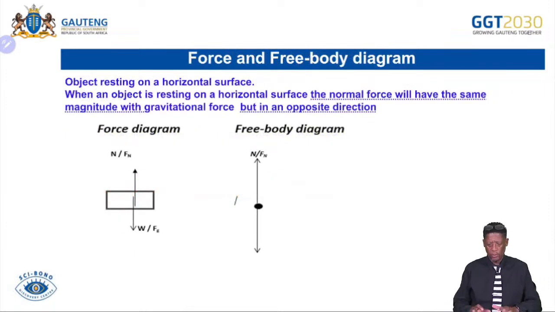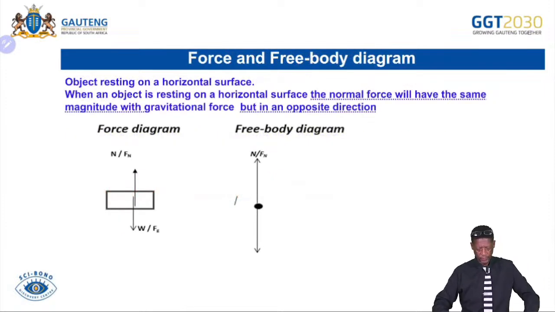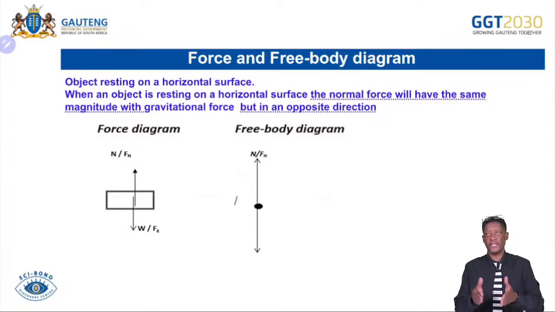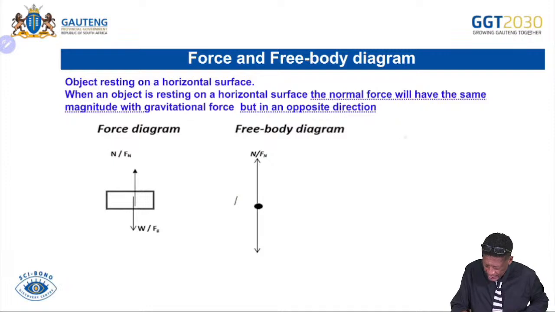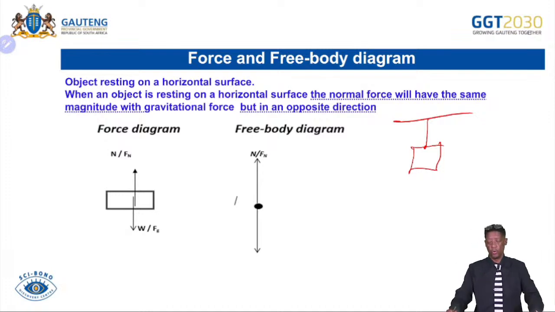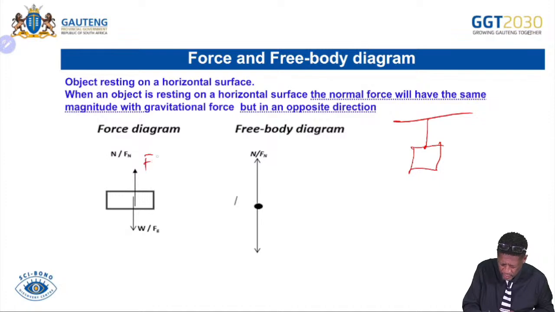Let's move. This is a free body diagram, as I've alluded, but this one is acting vertically. It means we've got an object hanging. Let's say there is a ceiling there, and the object is hanging there. They say draw a free body diagram or a force diagram. If we draw a force diagram, you must have a normal force, and the normal force must be perpendicular to the surface.